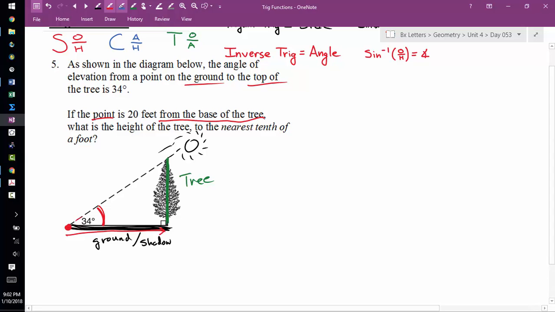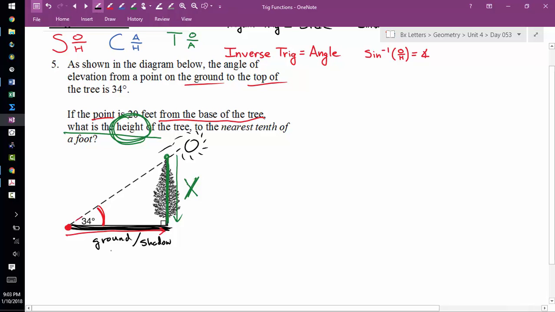And if you still don't buy that, and maybe you think the point's up here and it goes straight down to the base of the tree, you can rule it out by reading the next part, what they're specifically asking you to find. They're saying, what is the height of the tree? Well, the height of the tree is that vertical thing. That's what we're looking for. So I'm going to call that x.